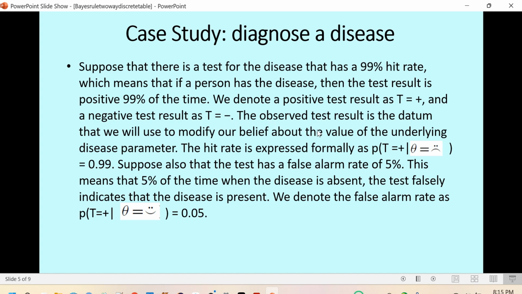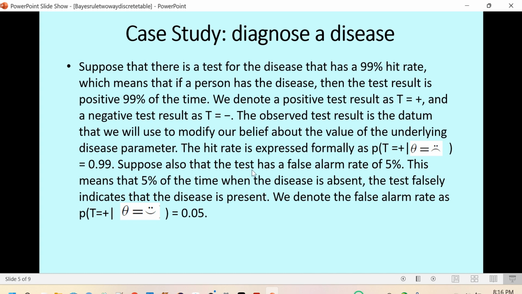The test result is the data that we will use to modify our belief about the value of the underlying disease parameter. And the hit rate is expressed as a conditional probability: the probability of a positive test result given this person has the disease. So this probability is 0.99.